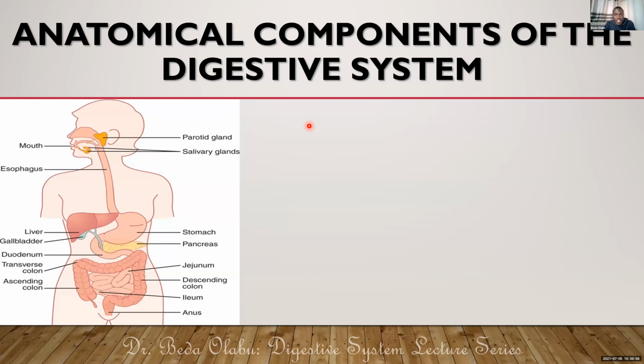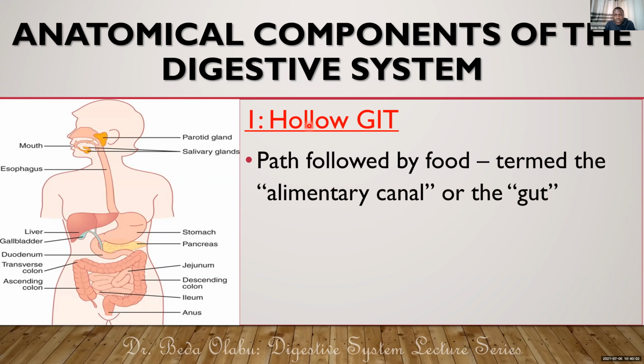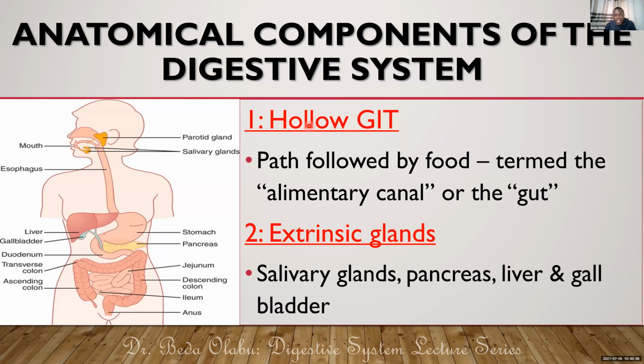But just to remind us, we mentioned that the digestive system consists of the part followed by food, which we call the holoGIT, and the extrinsic organs of the digestive system. These are organs which are not within the wall of the GIT, but provide their secretions into the lumen of the GIT. And so today we are going to focus on these four categories of organs.